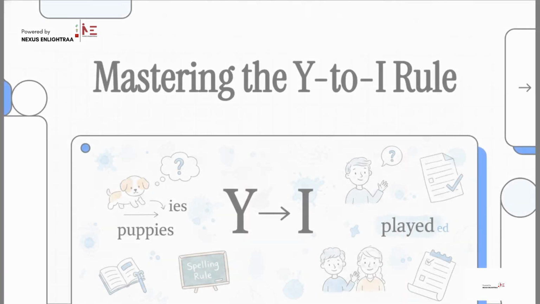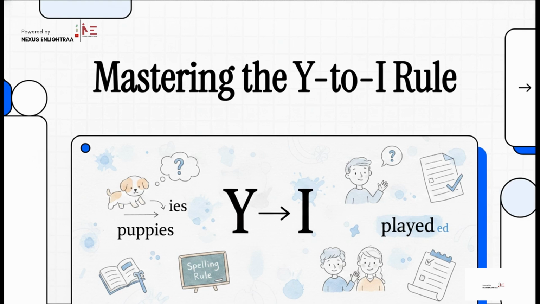Welcome to this explainer. Today we're building a mental classroom anchor chart to completely master one of the most useful and, let's be honest, sometimes confusing spelling rules in the English language. If you've ever frozen up while trying to spell words like puppies or played, wondering exactly what you're supposed to do with that tricky letter Y at the end, you are in the perfect place.